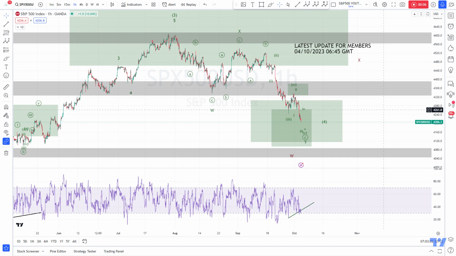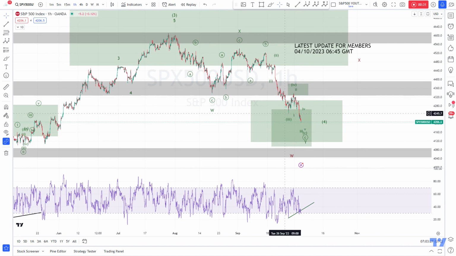Time is around 7 GMT and we will have a look at S&P futures on the Oanda platform. So yesterday I had two scenarios here on my charts. One scenario where this low was holding and another scenario where the low was breaking and where we were working on this wave 5 here.